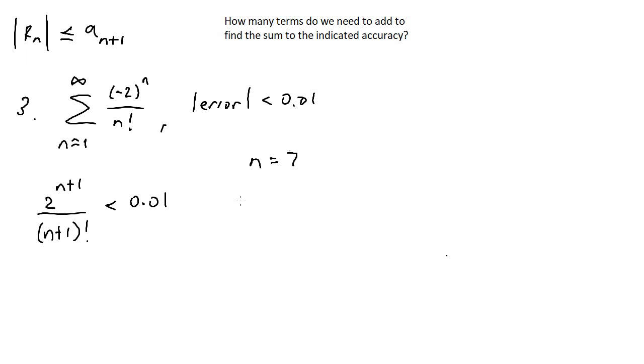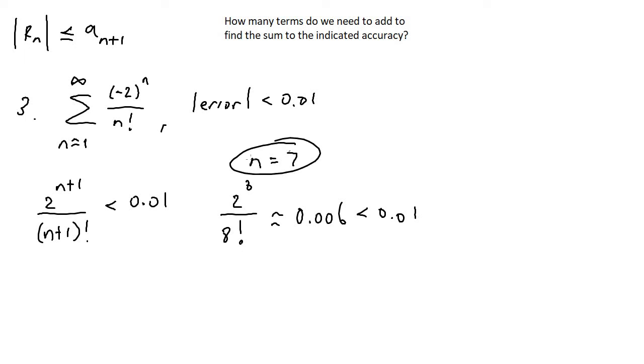When I do that, we get 2 to the 7 plus 1, or 2 to the 8th, over 8 factorial. That gives us around 0.006, and 0.006 is obviously less than 0.01. So we need 7 terms to find the sum to the indicated accuracy of less than 0.01.